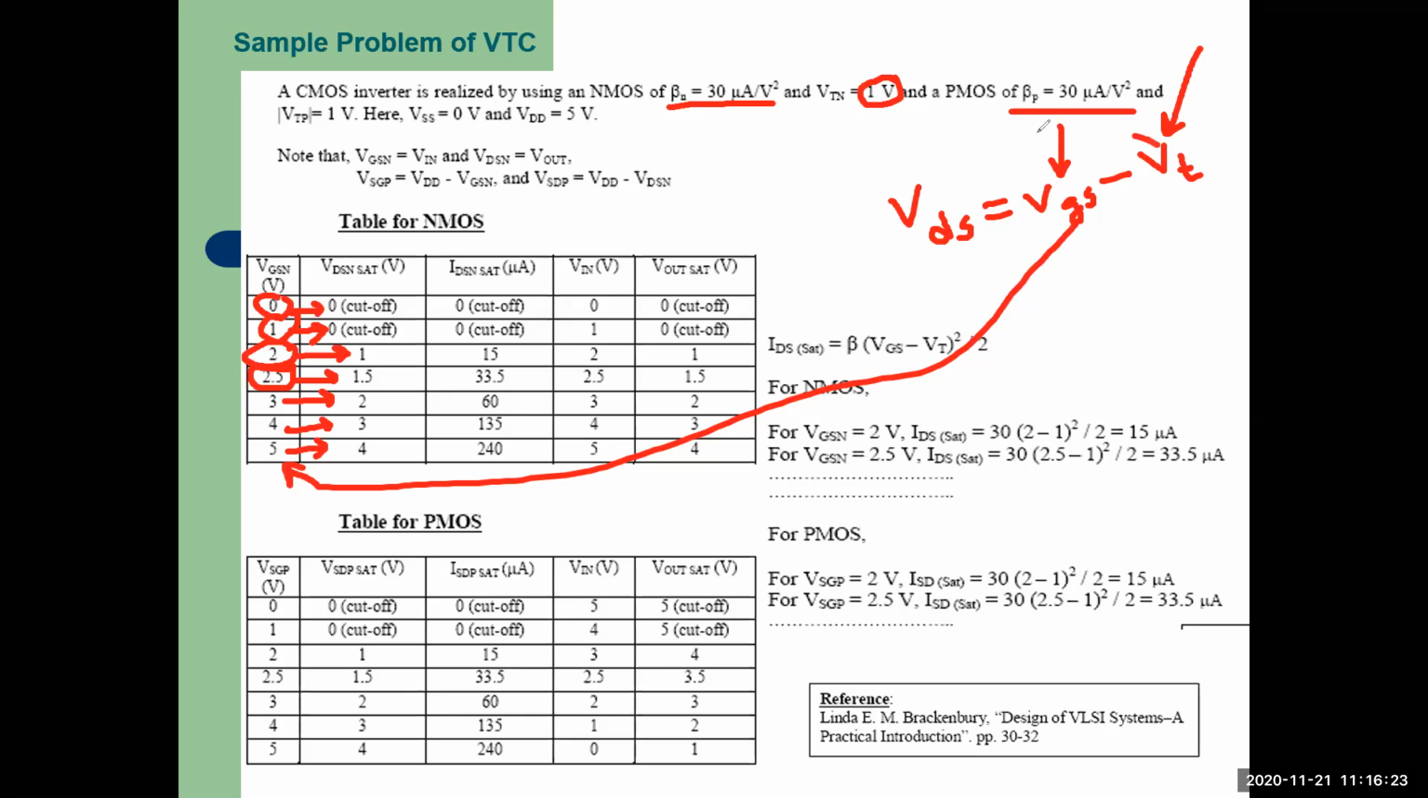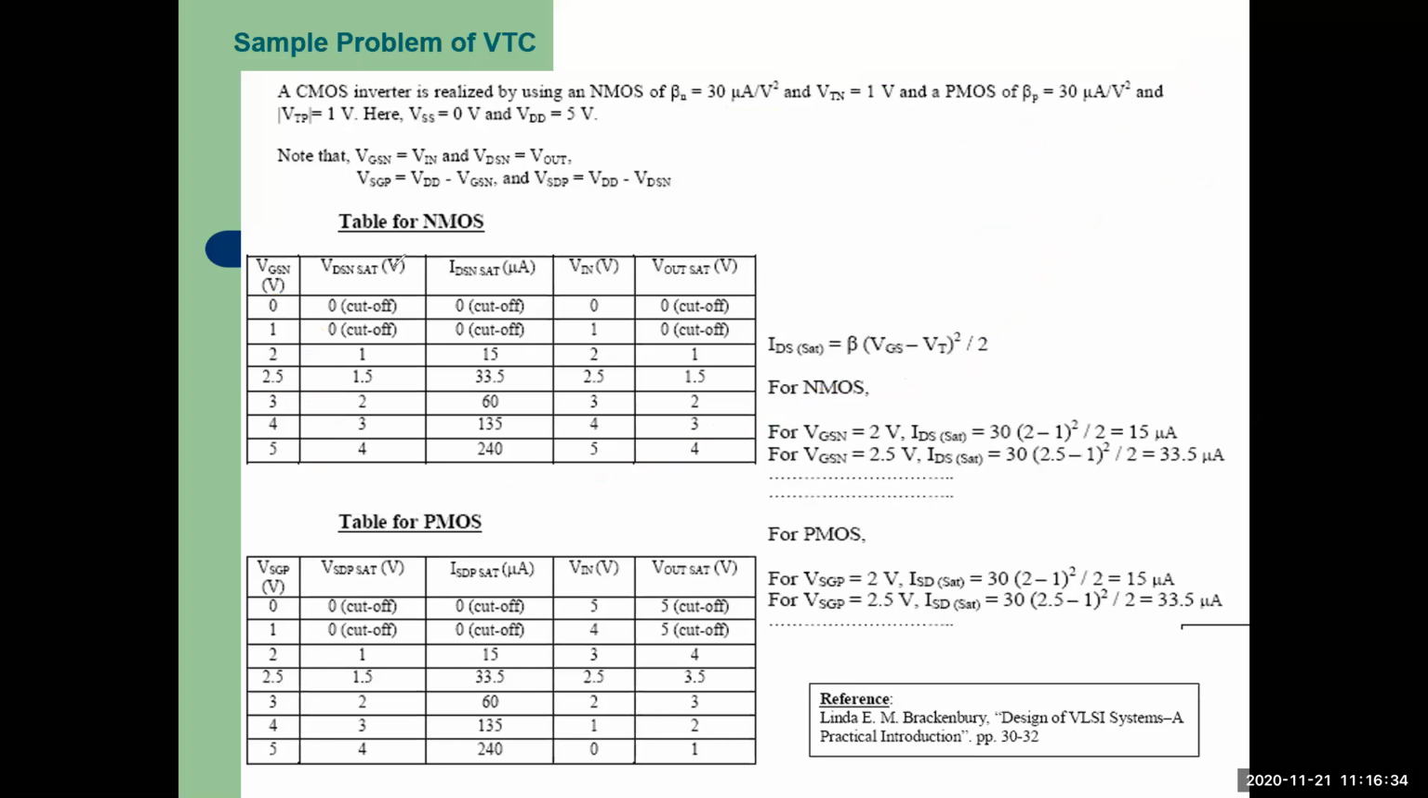What is VT? VT is actually this value. So 0 minus 1, 1 minus 1, 2 minus 1, 3 minus 1, 4 minus 1, 5 minus 1. Okay? Now come to the IDS. So you already got these VDS and VGS.